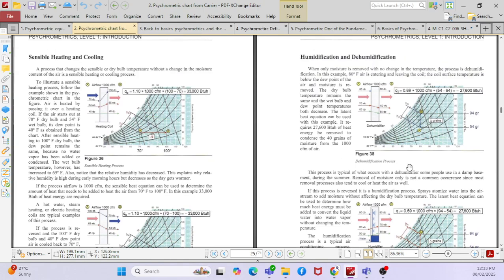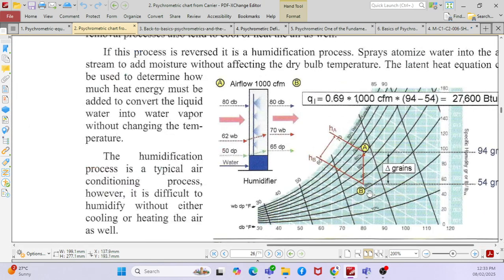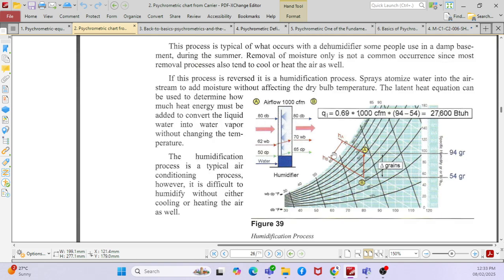So when you see that sensible dehumidification, what is happening? A to B. So when you say the dehumidification, your dry bulb temperature will be constant, but the wet bulb temperature will increase, and the dew point temperature will be up, right? Dew point temperature. Okay, got it. So this is the A to B.